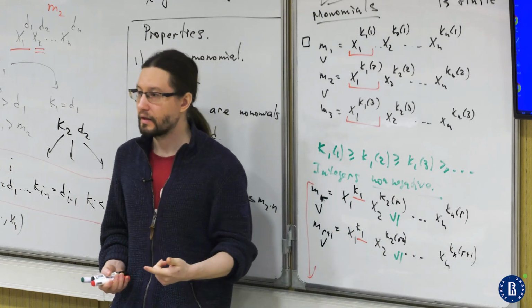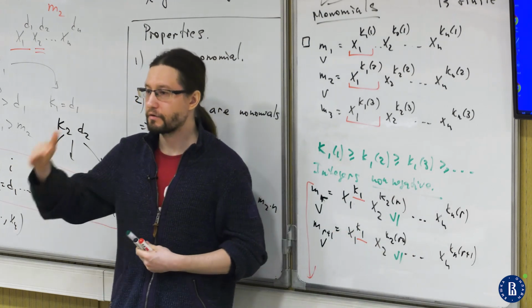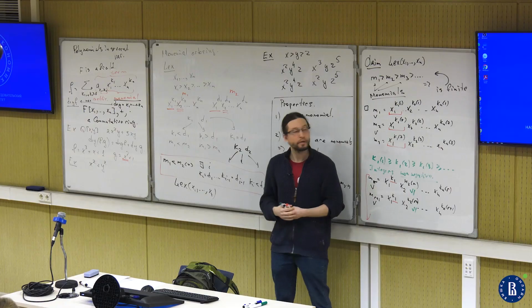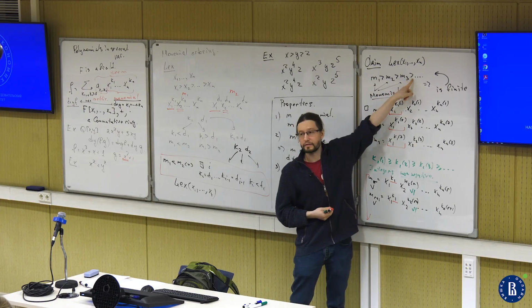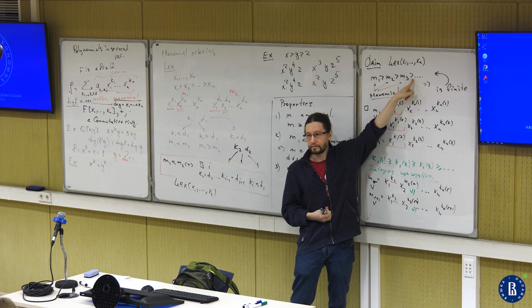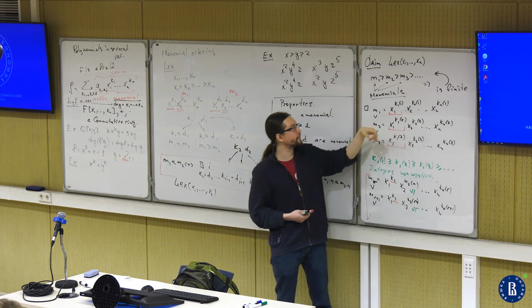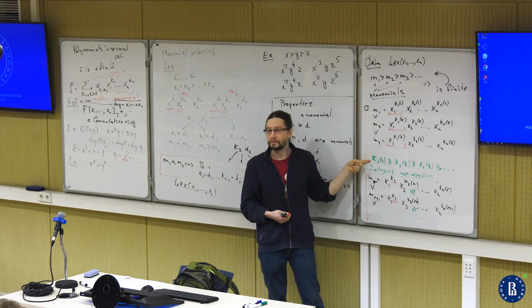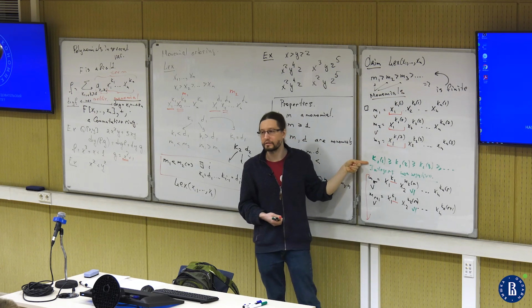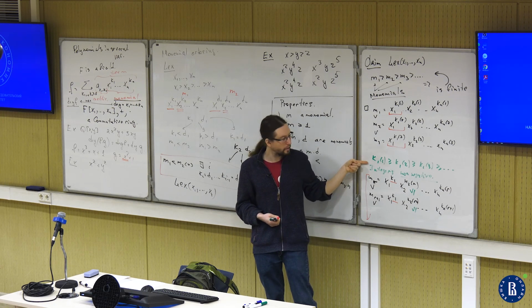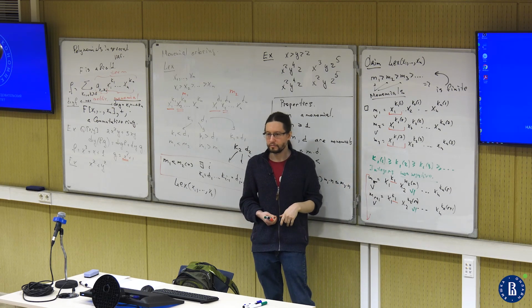But this means that all the monomials starting from this step must be the same, which contradicts the fact that this sequence is strictly decreasing. So this contradiction proves the result, because we assumed that there is an infinitely long strictly decreasing sequence of monomials, and we've got a contradiction.